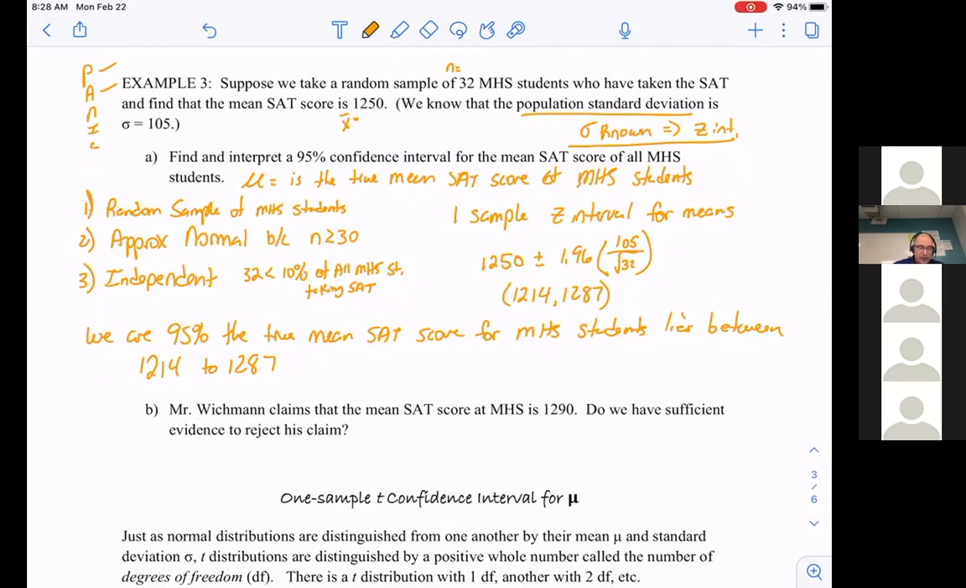So this is going to sound much like a hypothesis test, but Mr. Wishman claims that the mean SAT score at MHS is 1290. Do we have sufficient evidence to reject his claim? And in this case, yes, we do, because 1290 does not lie in the interval.